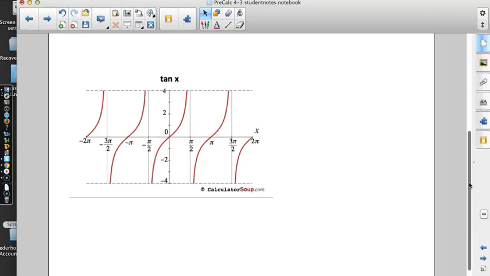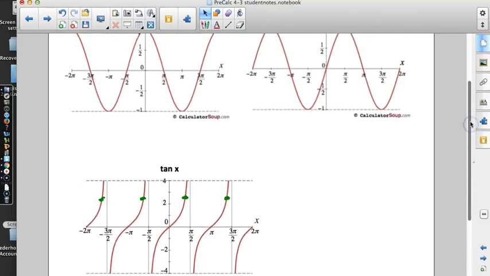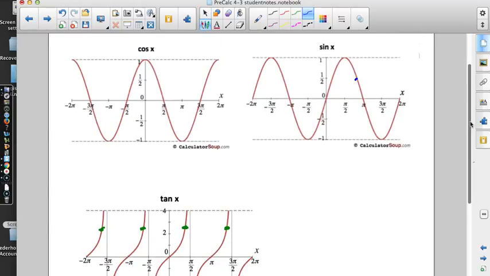But here's the thing we want to notice. This y value is exactly the same as this y value, which is exactly the same as that one, which is exactly the same as that one. How much distance is between those green dots? 1 pi, because tangent repeats in terms of 1 pi. That's its period.